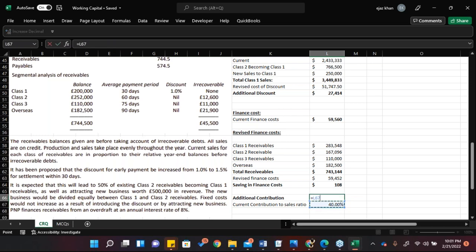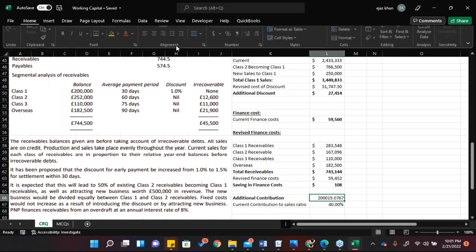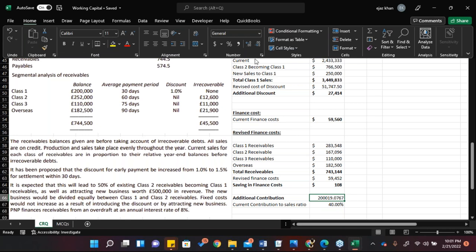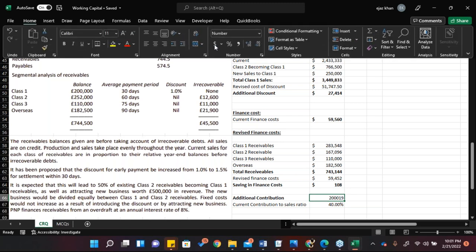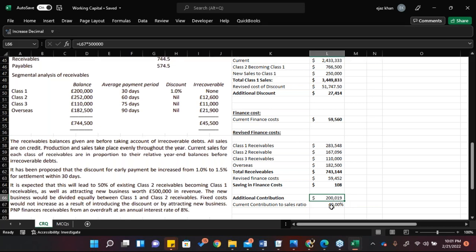And if we take 40% of 500,000, that is the additional sales, we will get the additional contribution figure. That's the additional contribution figure. So because of this policy, we will have additional contribution of 200,000.